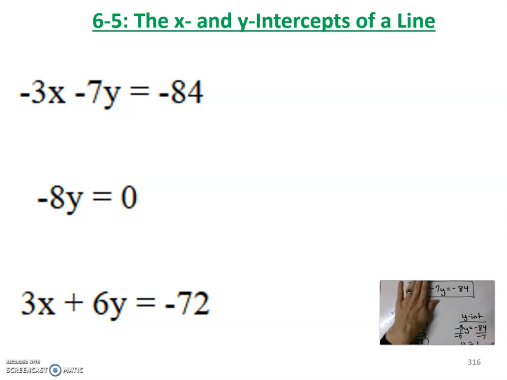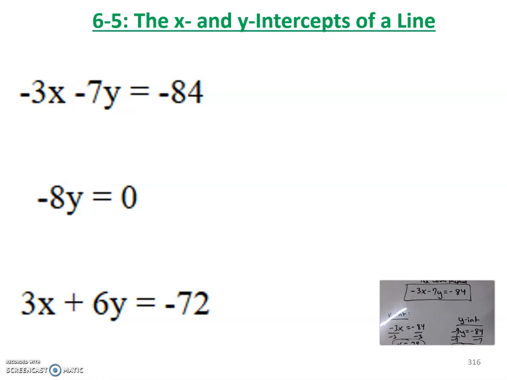And solve that way. I get positive 12. Negative 84 divided by negative 7 gives me positive 12. So again, same answer, two different methods, both of them work, depending on which one you're more comfortable with. Okay, you can switch back and forth, whatever makes most sense to you.